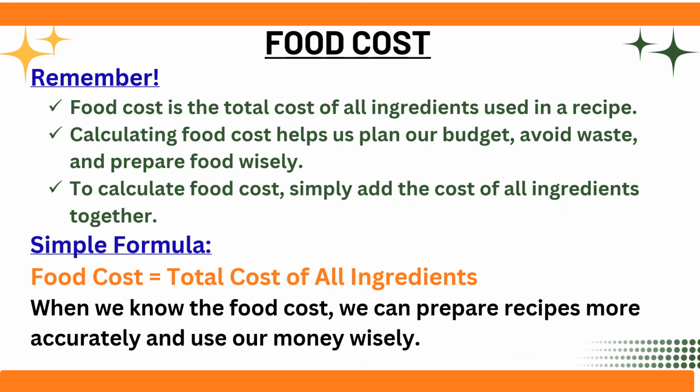Remember, food cost is the total cost of all ingredients used in a recipe. Calculating food cost helps us plan our budget, avoid waste, and prepare food wisely. To calculate food cost, simply add the cost of all ingredients together. Simple formula: food cost equals total cost of all ingredients. When we know the food cost, we can prepare recipes more accurately and use our money wisely.